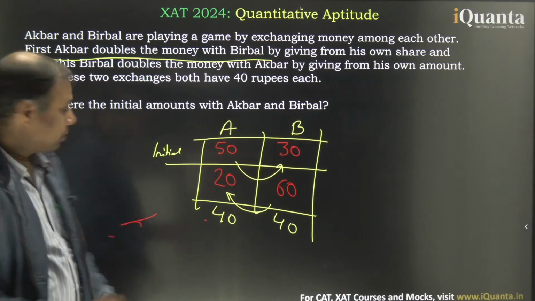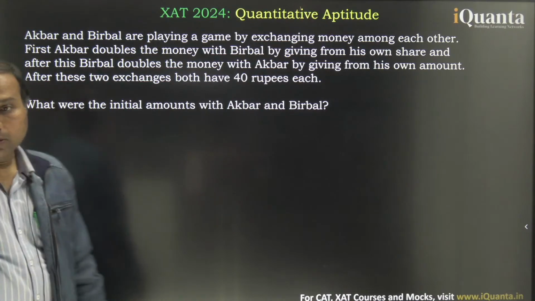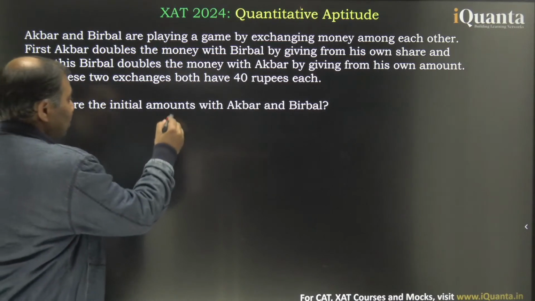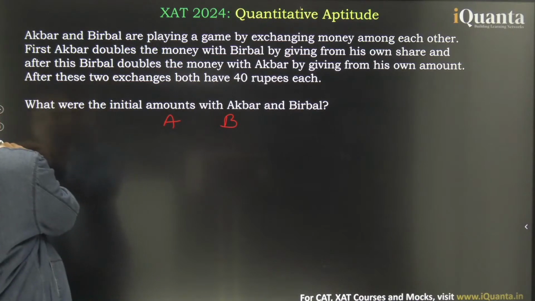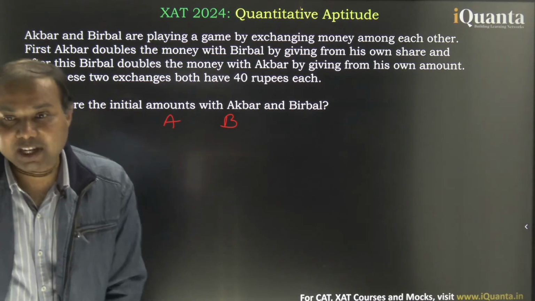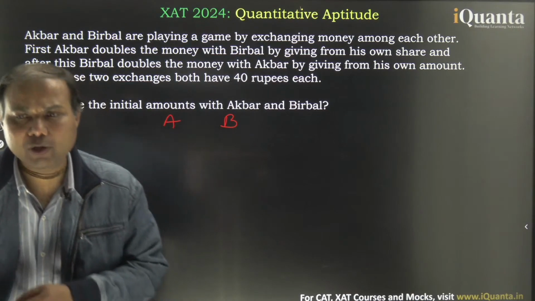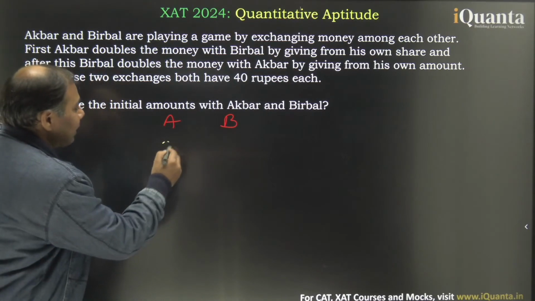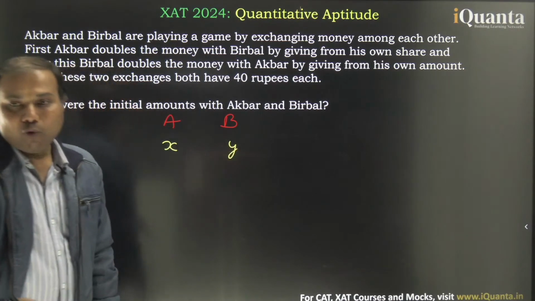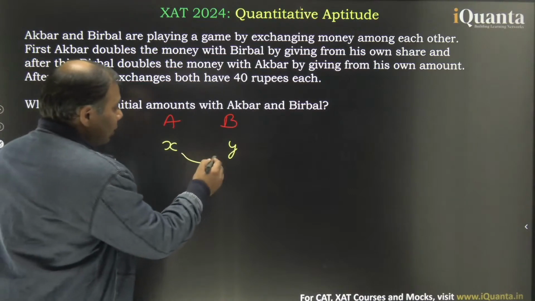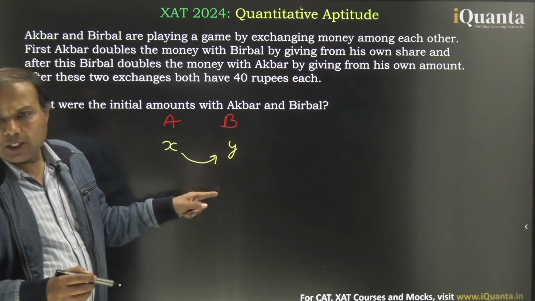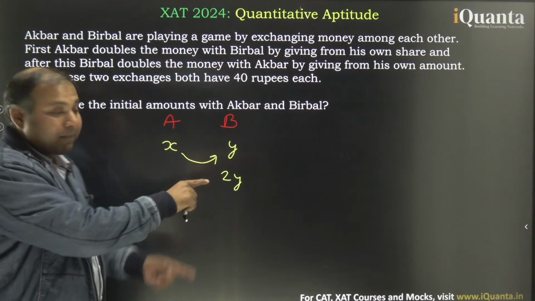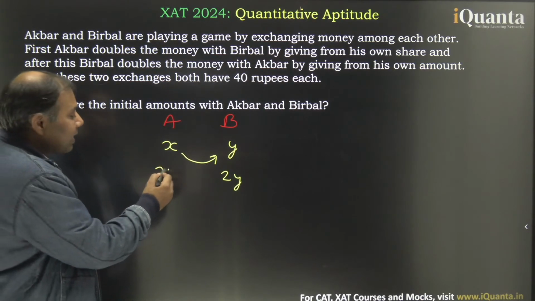What should be the variables? We are having Akbar and Birbal. What should be the initial amounts? Should we take them to be x and y? Should we use 2 variables or 1 variable? We can take them to be 2 variables, x and y, then we can work. Let's say initially Akbar had x, Birbal had y rupees. When he is doubling the amount of Birbal, the amount of Birbal must be 2y. That means Akbar has given y amount to him. So the balance amount with Akbar must be x minus y, isn't it?